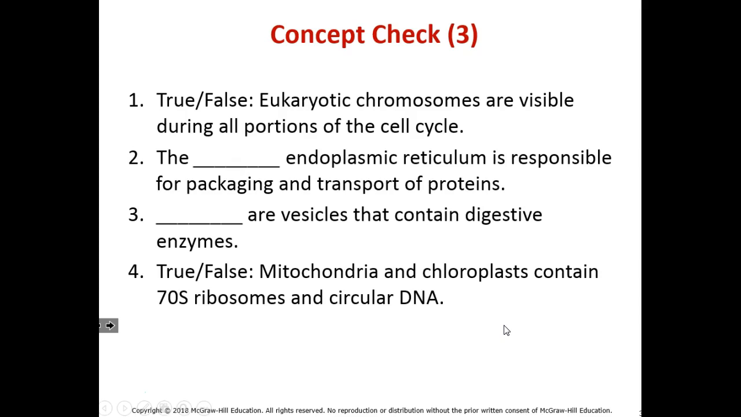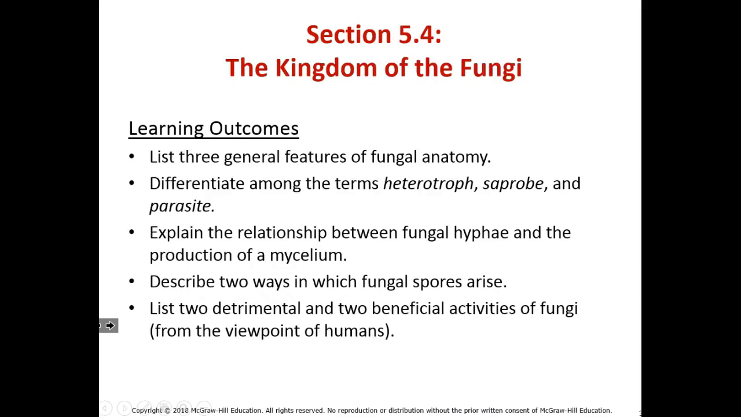What are vesicles that contain digestive enzymes? Mitochondria and chloroplasts contain 70S ribosomes and circular DNA. Is that true or false? False. Why do you say false? Because it's 60-40? Okay, all right. And also, well, the DNA is circular.